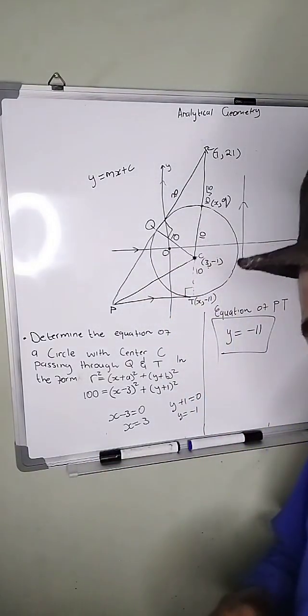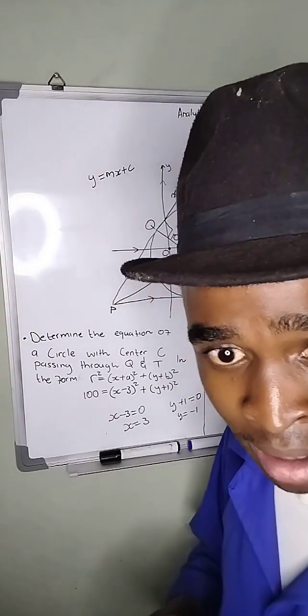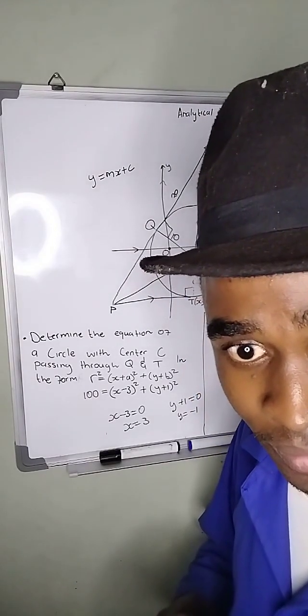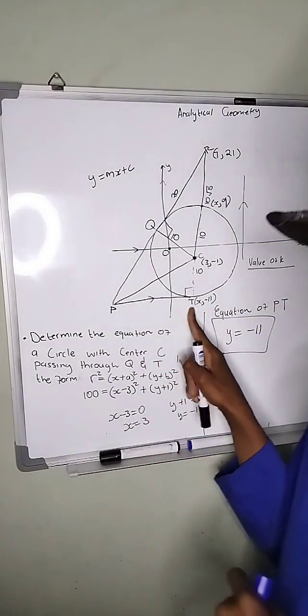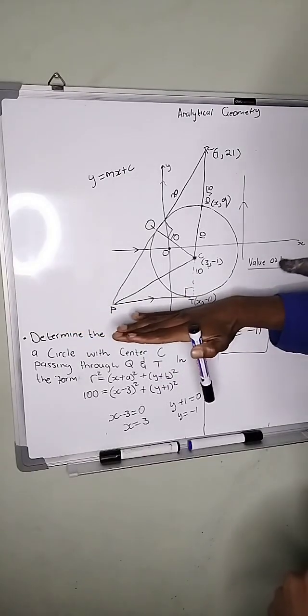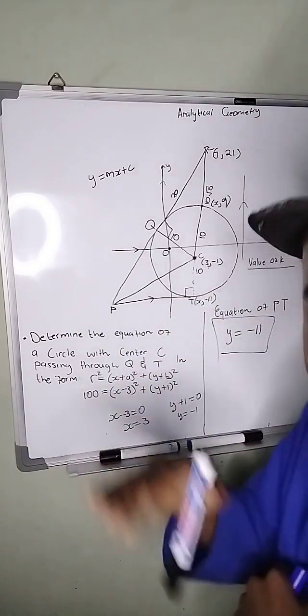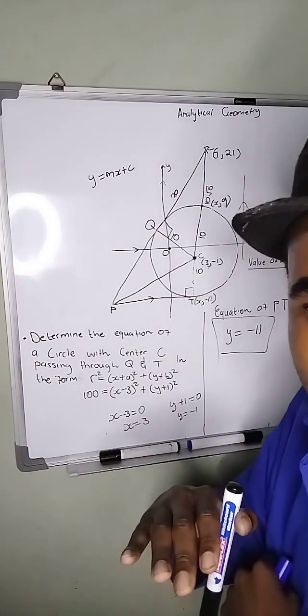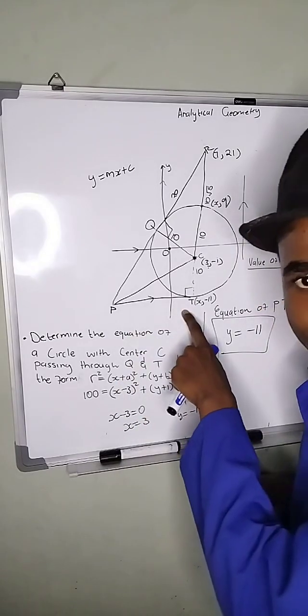The coordinates of the center, it is (3, -1), right? Yes, the gradient of PT is 0. It means it is a straight line. So, PT is tangent.